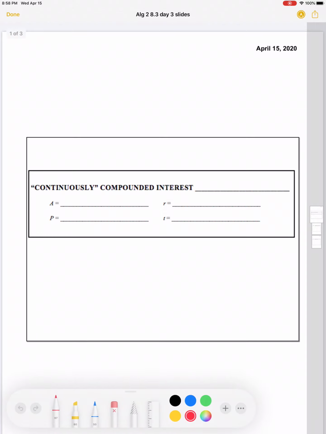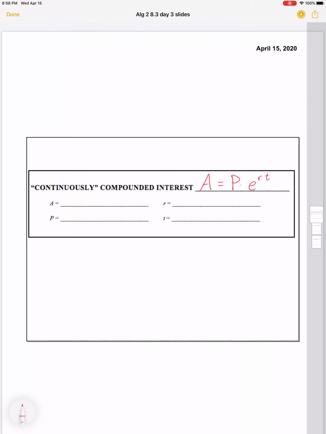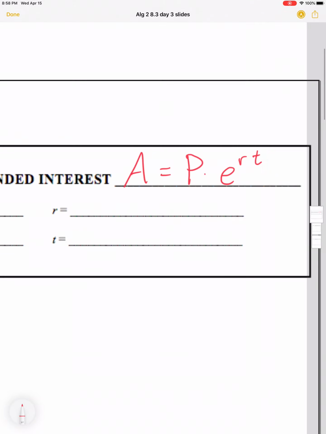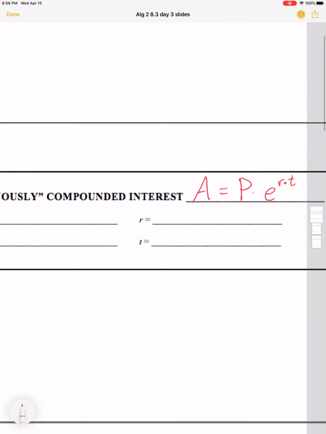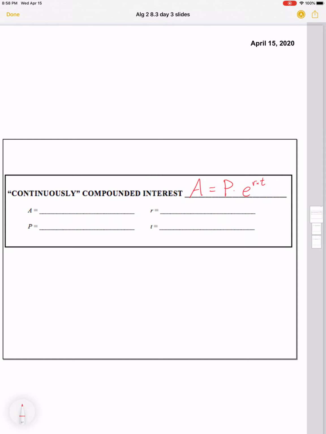So we will start with the equation that uses e. The equation is PERT: A equals P times e to the RT power. And I'm going to add in here a little times symbol because it's r times t. Okay, the A is the balance. This could be the balance after 5 years, 10 years. It's just where your account is at. The P is the initial amount.